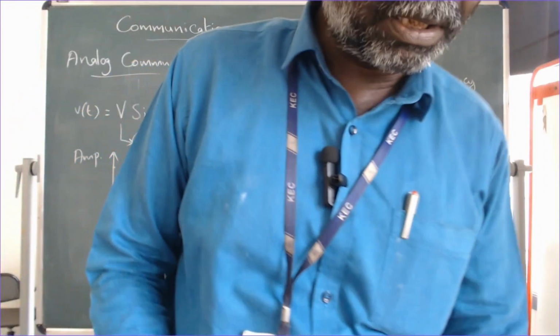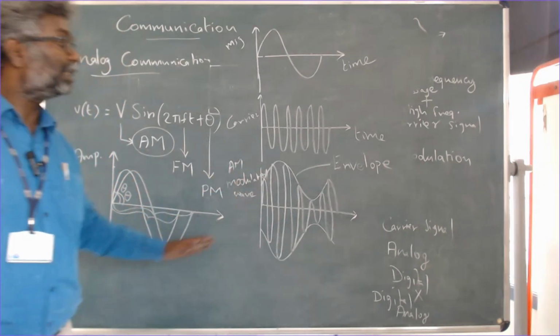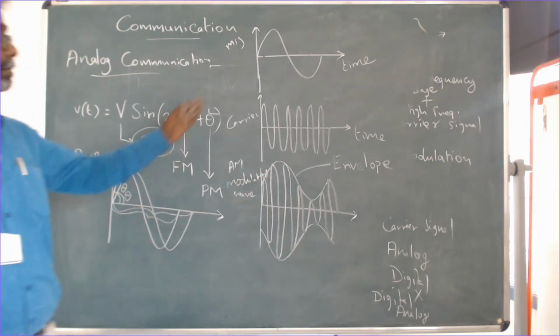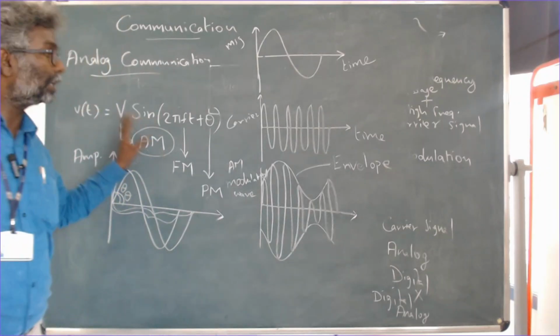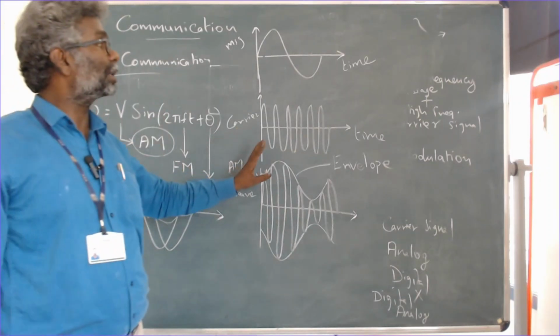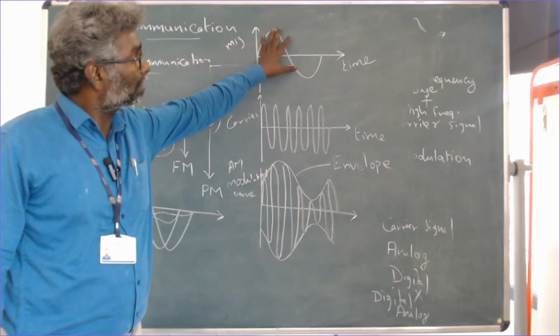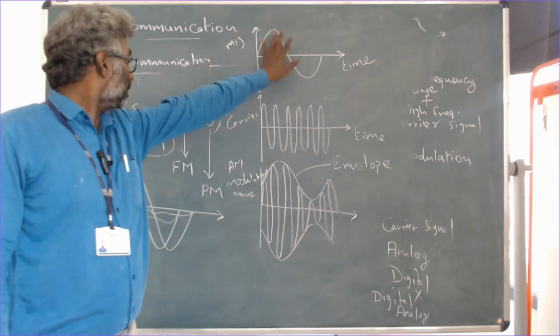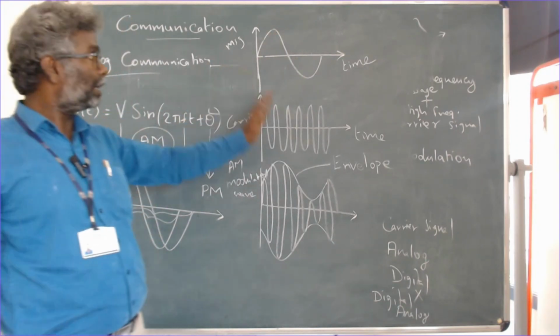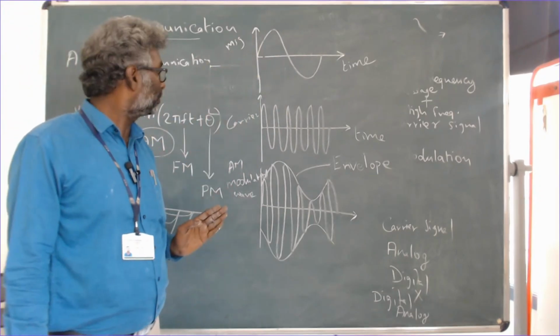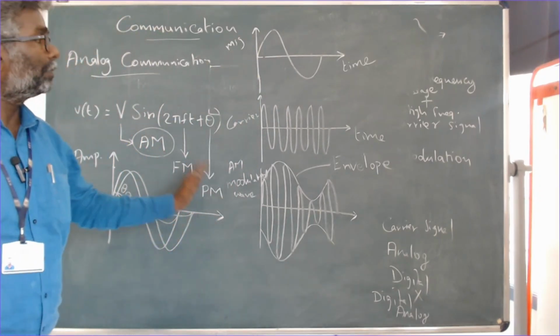The only thing is the carrier is getting varied, right? The amplitude of the carrier is varied according to the instantaneous value of the message signal, that is called amplitude modulation. If the frequency of the carrier is varied in accordance with the instantaneous value of the message signal, then it is called frequency modulation. Finally, if the phase of the carrier is varied according to the instantaneous value of the message signal, it is called phase modulation.